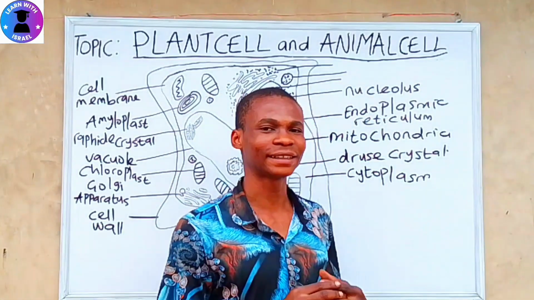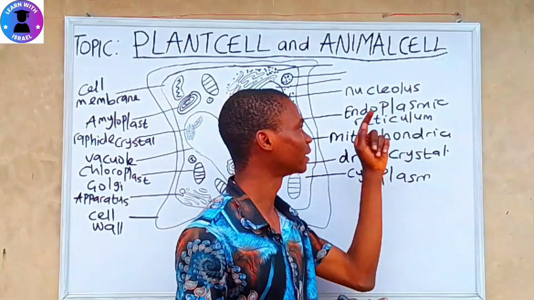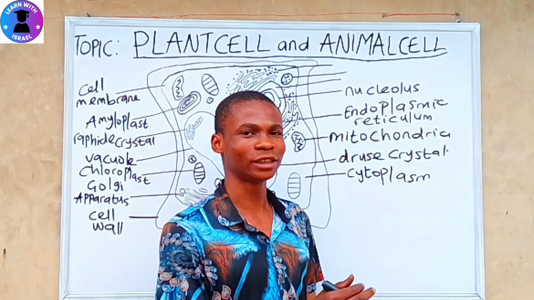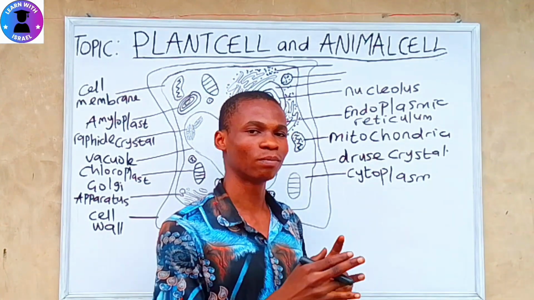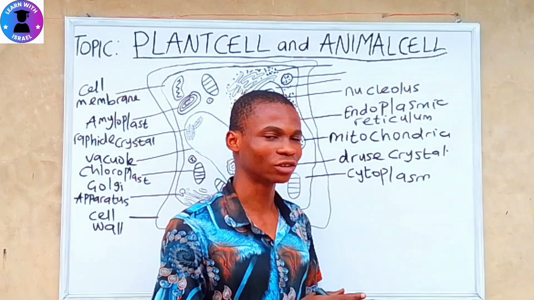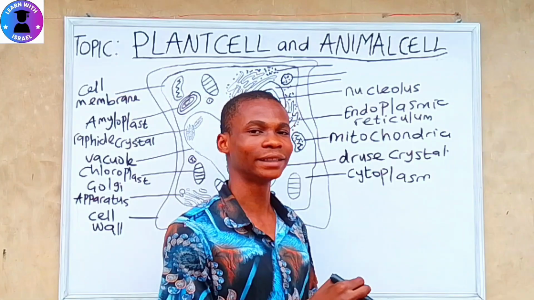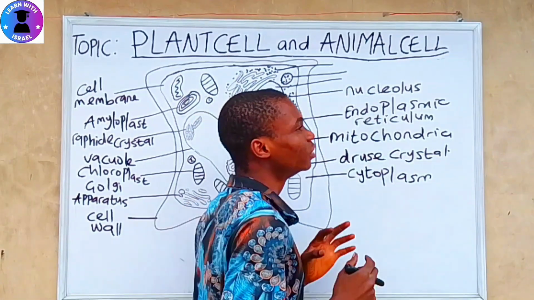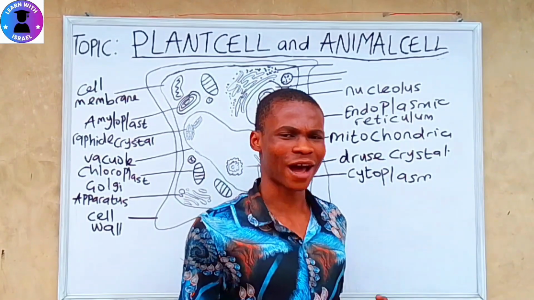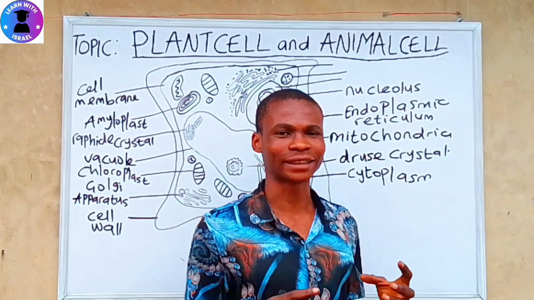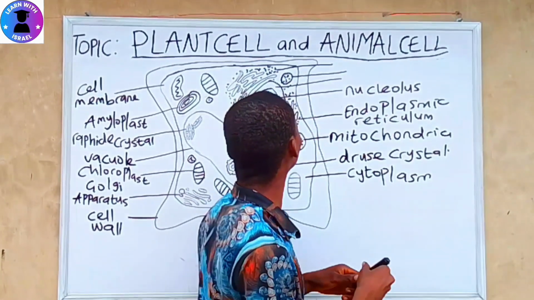The endoplasmic reticulum synthesizes both protein and lipid. We have two types of endoplasmic reticulum: the SER, which is the smooth endoplasmic reticulum, and the RER, which is the rough endoplasmic reticulum. The rough endoplasmic reticulum synthesizes protein, while the smooth endoplasmic reticulum synthesizes lipid. For the nucleolus, it is the ribosome factory. When I say ribosome factory, I mean it's the one that produces ribosomes. That's the function.